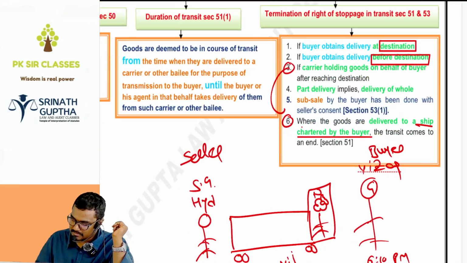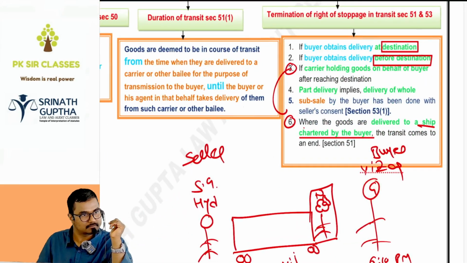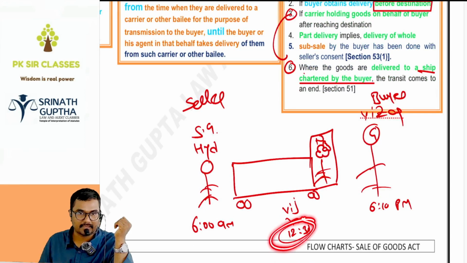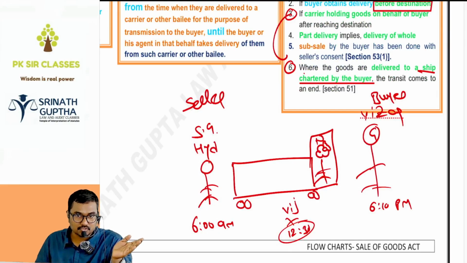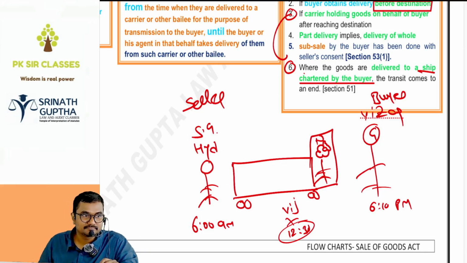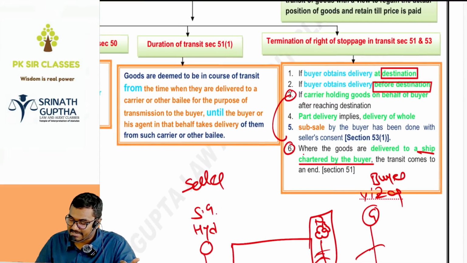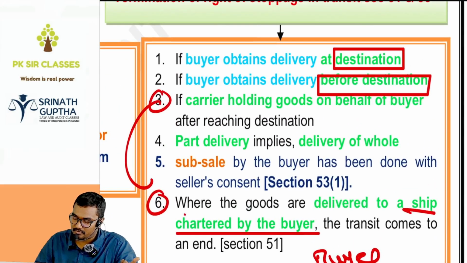So the buyer, Gopal, said, Srinath sir, where are the goods right now? I said, after 12 o'clock, they are in Vijayawada. Buyer said, Srinath sir, do one thing. My lorry is also in Vijayawada and it is empty. Unload the goods from your lorry and load them in my lorry. This happened at 12:30 at Vijayawada. At 1 o'clock I came to know that the buyer became insolvent. Can I exercise this right? No, because transit is ending at Vijayawada, before the destination.